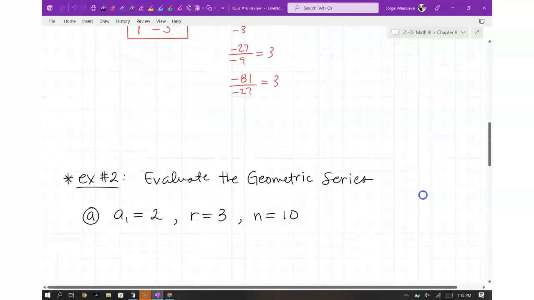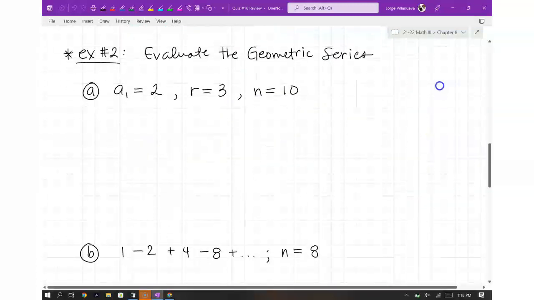Now, example 2. For these, the words "evaluate the geometric series" mean they want you to add the geometric series, okay? Maybe they'll give you a list of numbers like part B, you can see at the very bottom, or they might just give you the main pieces of information, okay? In order to do these types of problems, you need 3 pieces of information. You need your A sub 1, you need your R value, you need your N value.